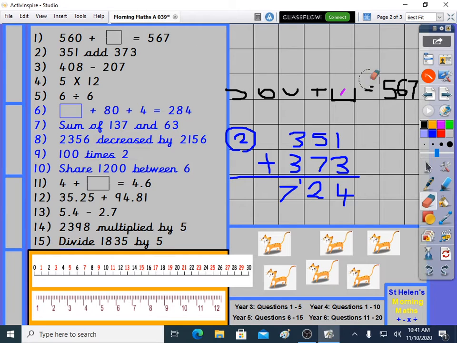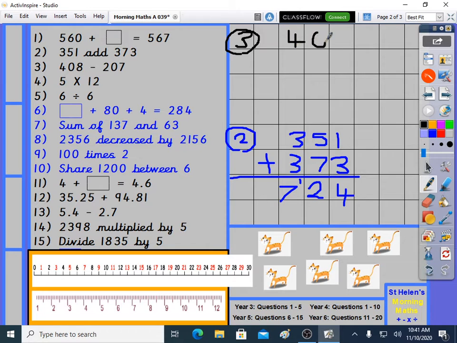Question 3. I'll do this at the top. Now we're really into proper year 3 level subtraction. A 3-digit number. Take away a 3-digit number. This is much more difficult than we were doing at the start of the year.